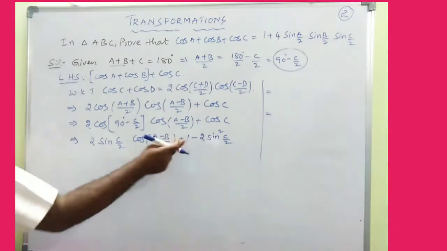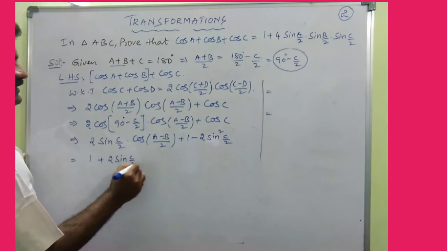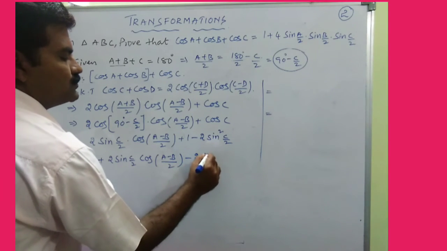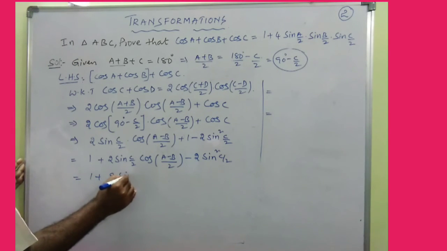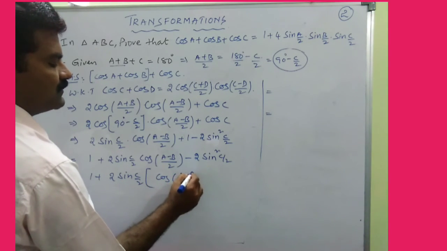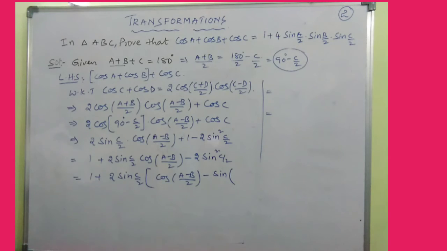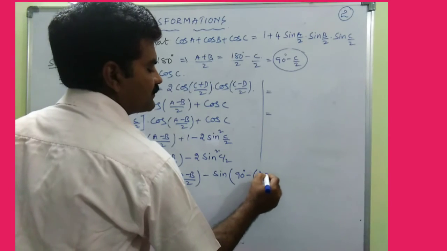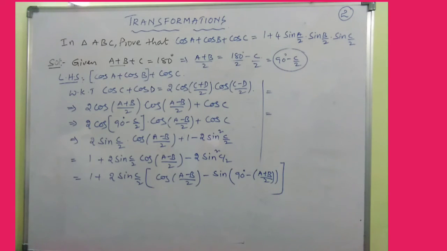Okay, so please write plus 1 first of all, and the things are plus 2 sine c by 2 into cos of a minus b by 2 minus 2 sine square c by 2. As usual, we can take 2 sine c by 2 common, hence this is cos of a minus b by 2 minus sine c by 2 actually. But sine c by 2 can be written as cos of a plus b by 2, since c by 2 is 90 minus of a plus b by 2. So please take care about brackets now.